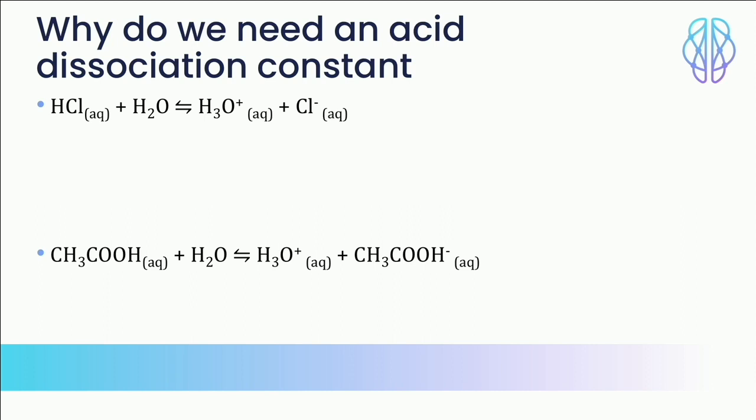So before we do some questions and I explain what the acid dissociation constant is and the formula, I'd like to set the scene. I have two examples here. The first equation is a strong acid, hydrochloric acid, dissolving in water. The second example is a weaker acid, acetic acid, dissolving in water.